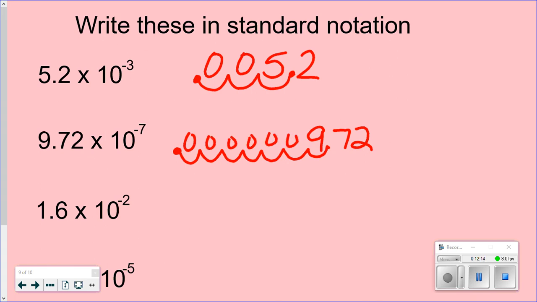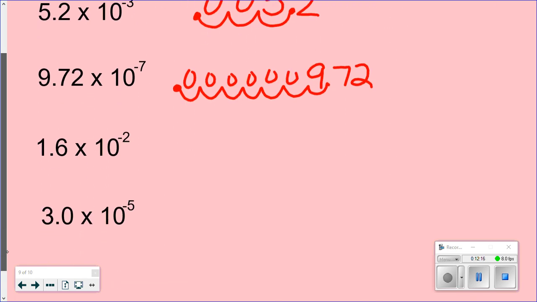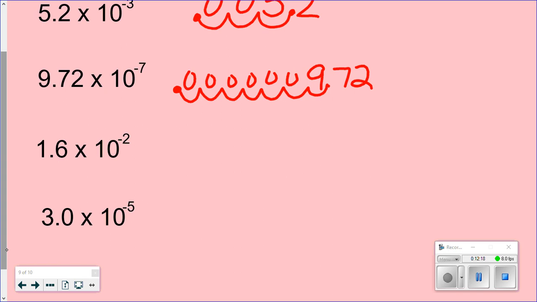Why don't you go ahead and you do the last two by yourself to make sure you have some good things in your notebook. That's what that should look like. And this is what that should look like.